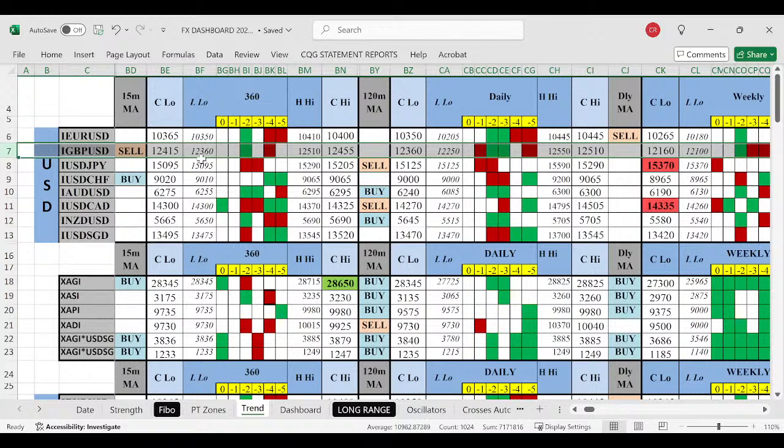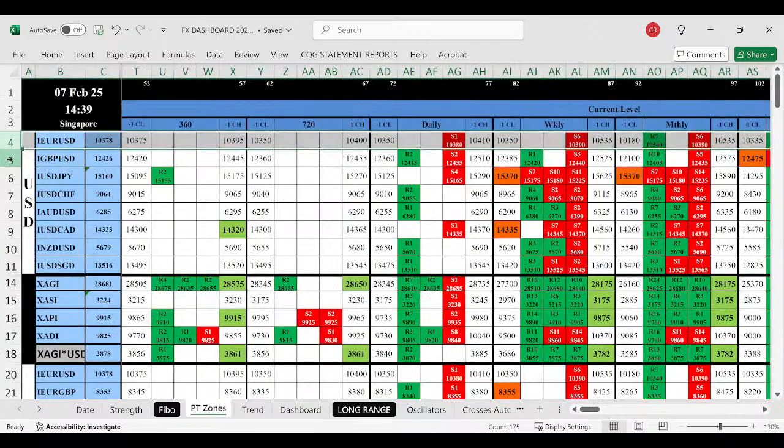As of now, how I can trade this based on the system is, I look to buy near 12415 or even slightly lower, but definitely above 12360, because that is yesterday's low. Then expect this high, 12455, to be tested, and of course if it breaks, then we should see the price heading towards 12510 or higher. Next, we see the PT zones.